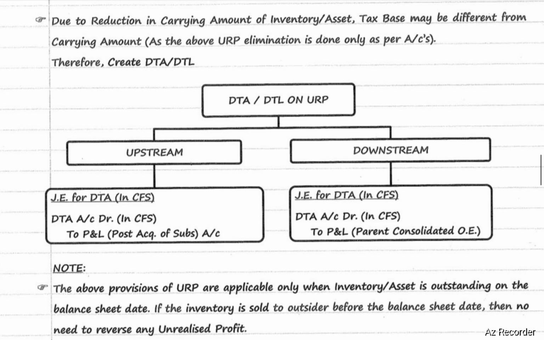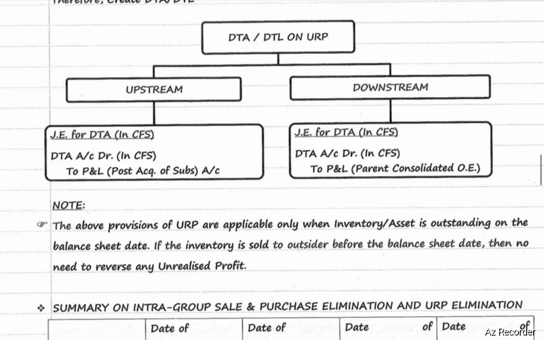In case of downstream transaction, journal entry for DTA in CFS is DTA account debit to P&L account, parent's consolidated other equity. The above provisions of unrealized profit are applicable only when inventory or asset is outstanding on the balance sheet date. If the inventory is sold to outsider before the balance sheet date, then no need to reverse any unrealized profit.